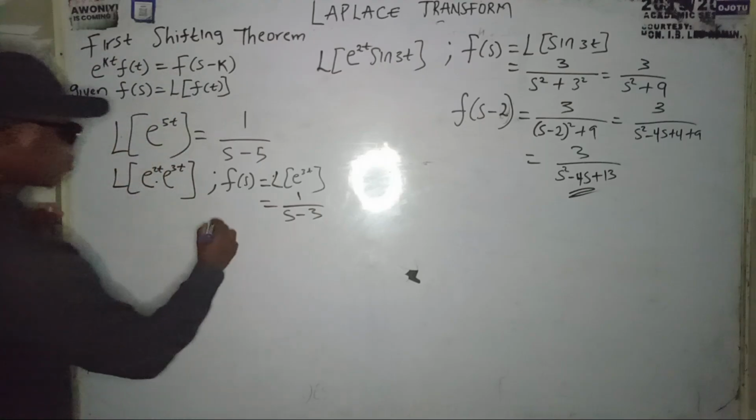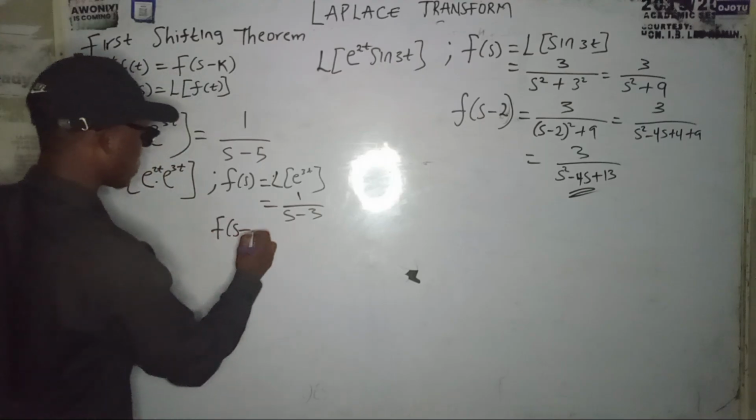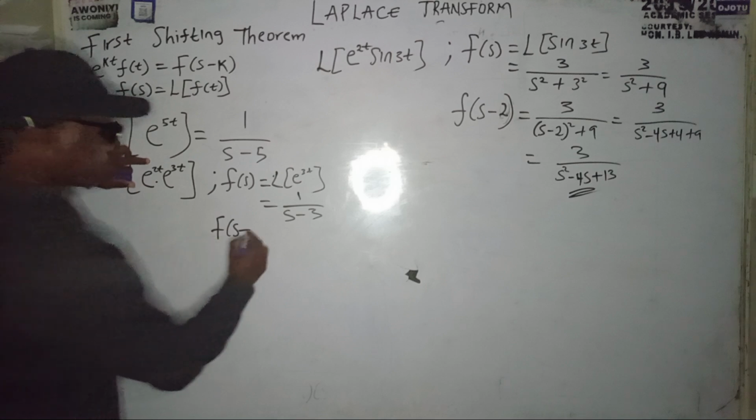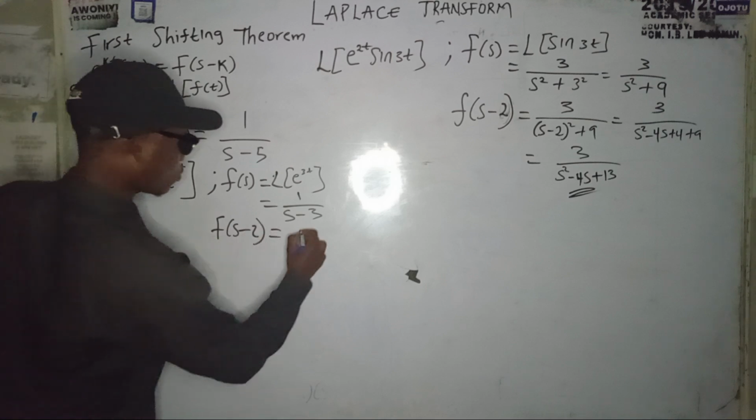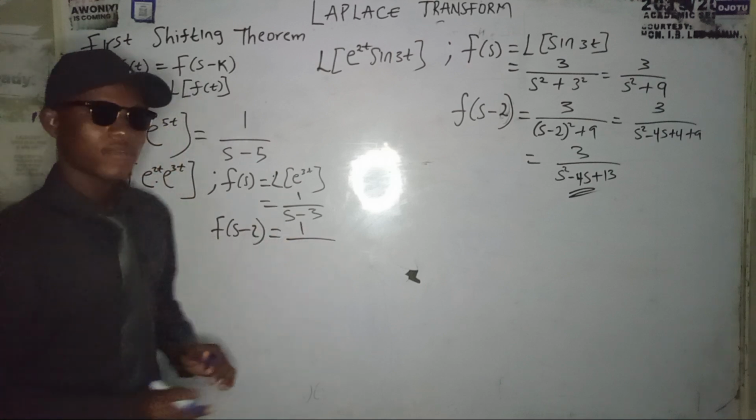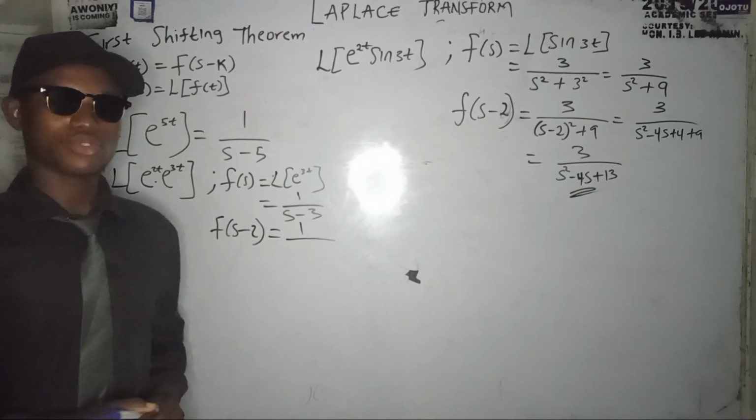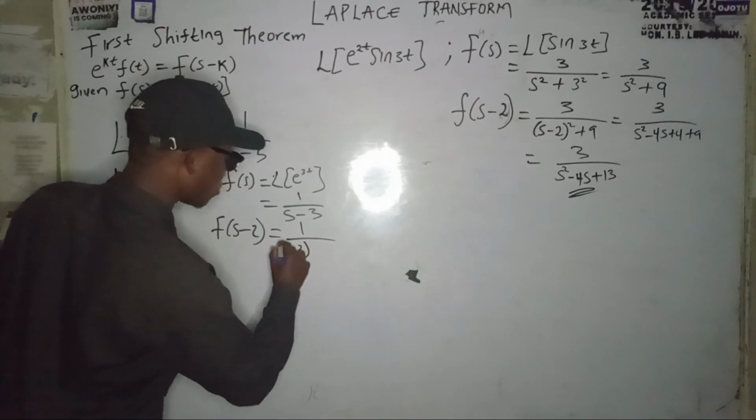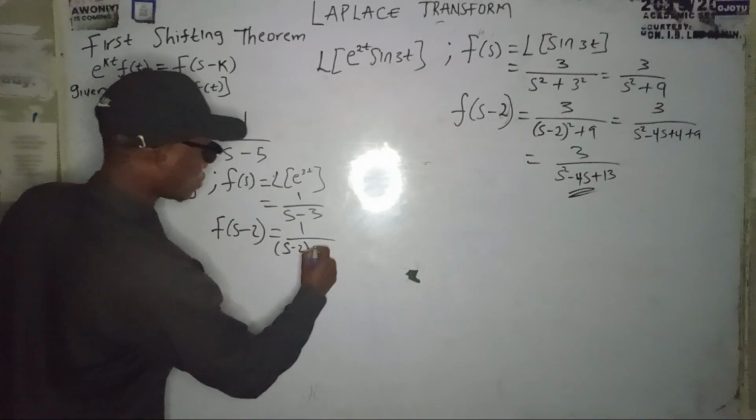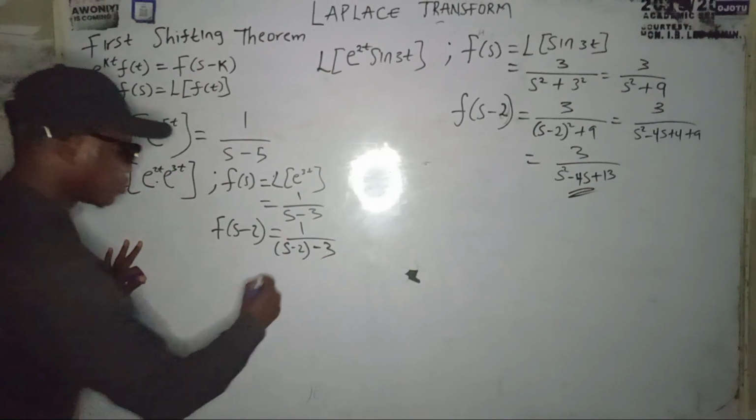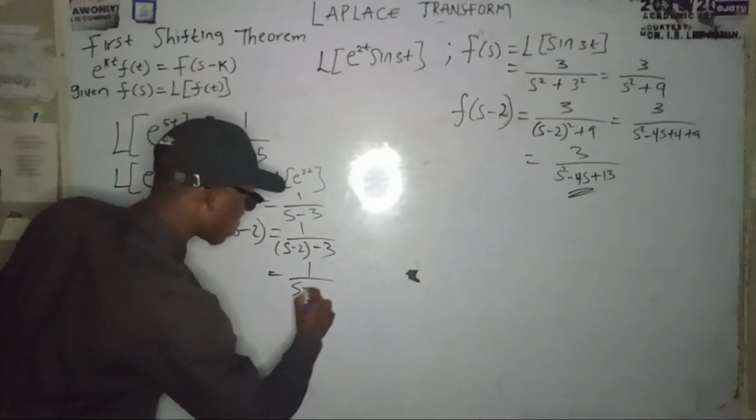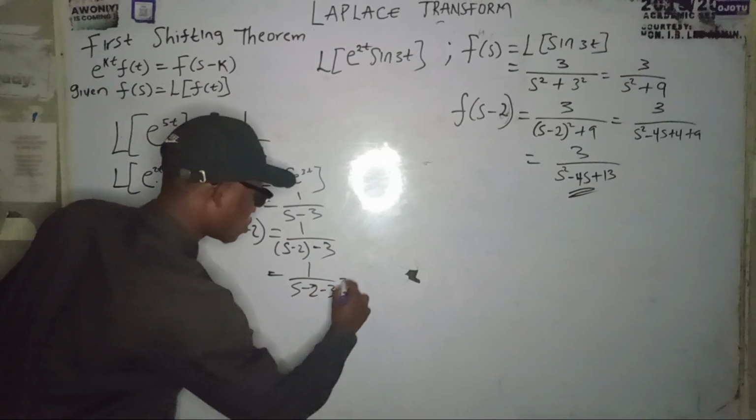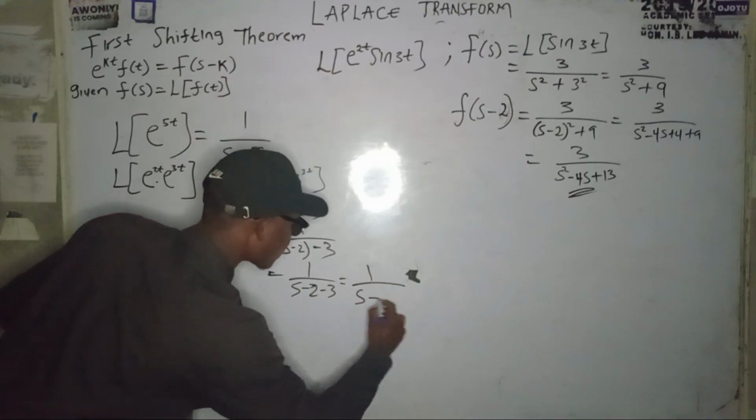Then we do F of s minus 2, which will be equal to 1 over, whenever we see s, we put s minus 2. So we have s minus 2 in brackets for this s, then we have our minus 3 over there, which is equal to 1 over s minus 2 minus 3, which is equal to 1 over s minus 5.